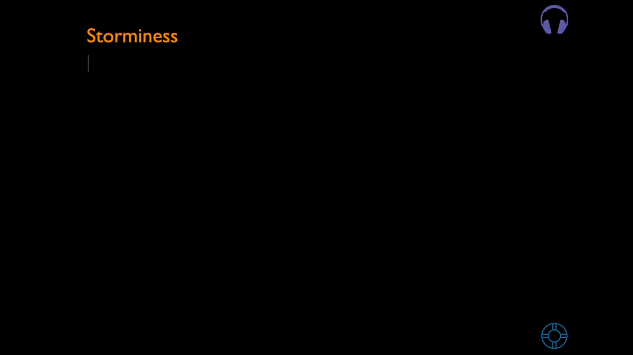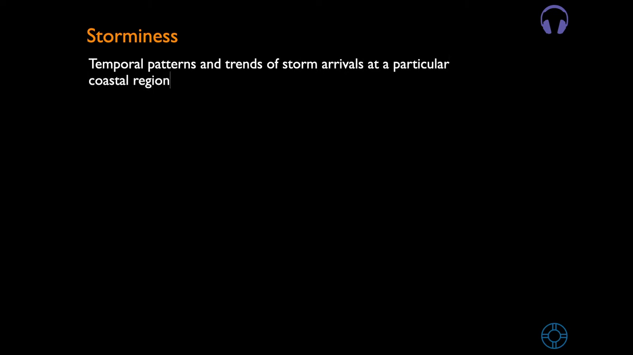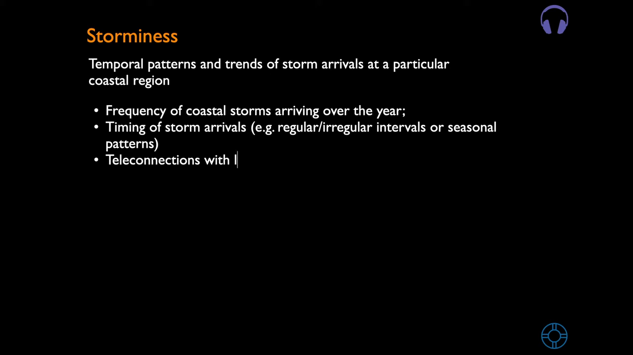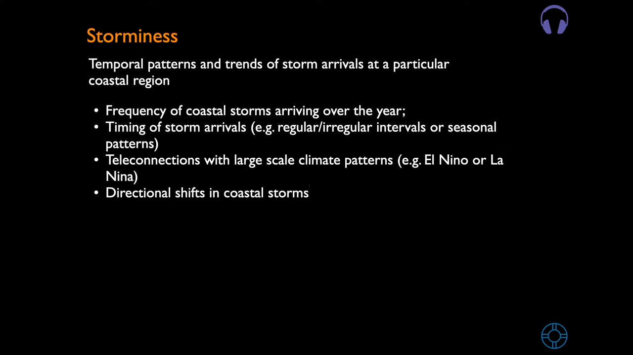Storminess is a concept that addresses the temporal patterns and trends of storm arrivals at a particular coastal region. It takes into account the frequency of coastal storms arriving over the year, the timing of storm arrivals, for example, regular or irregular intervals or seasonal patterns, the teleconnections with large-scale climate patterns like El Niño or La Niña oscillations, the directional shift of coastal storms, trends in coastal storm extremes, and the effects of climate change.